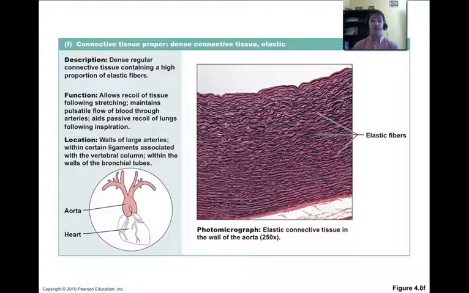And then elastic. The elastic tissues are defined by containing a high proportion of elastic fibers, usually made up of the protein elastin. What they do is they allow recoil and stretching of tissue. I already gave you an example of the aorta, but also certain ligaments within the vertebral column and some of the walls of the bronchial tubes as well.